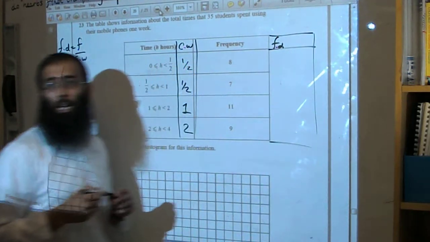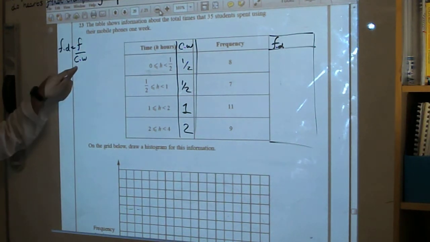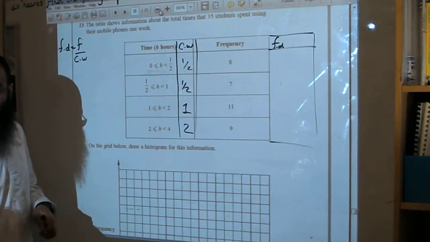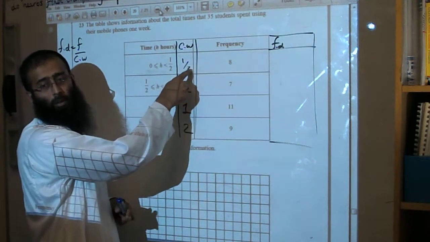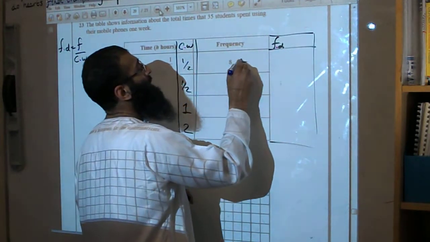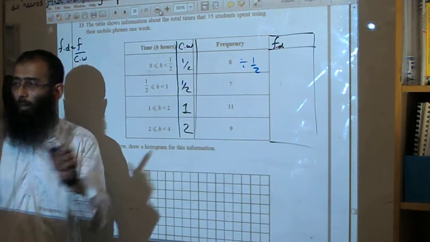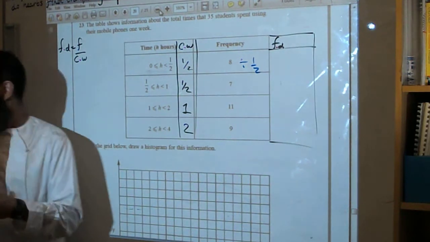Frequency density. Now, if I want to work out the frequency density, I've got to get the frequency divided by the class width. So I've got to get this number here and divide it by that one, yeah? Mr. Ramesh, are you with us? So 8 divided by a half. 8 divided by half, please don't say 4. If you say 4, I'm going to jump out the window.